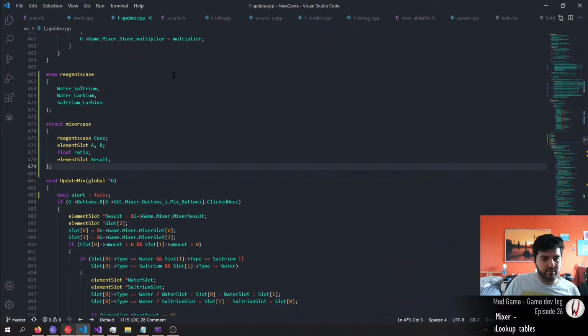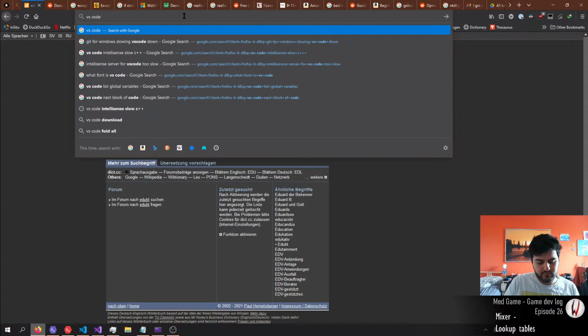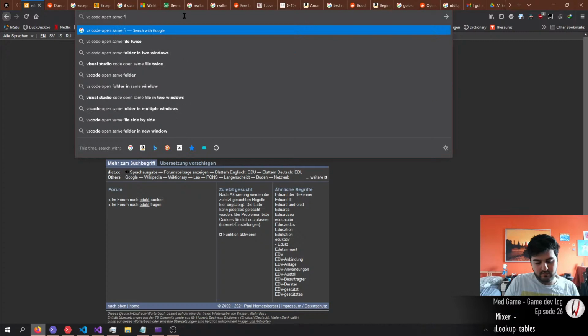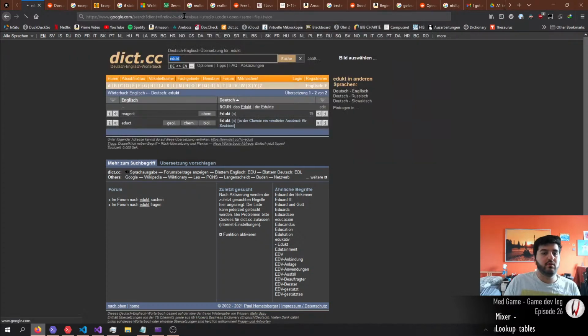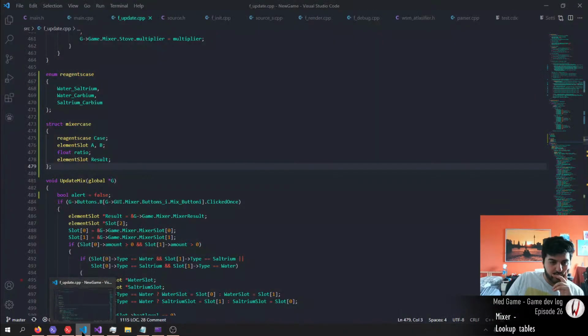Okay, I've got to look this up. Yeah, but how do you do a new window? Maybe it has a view.